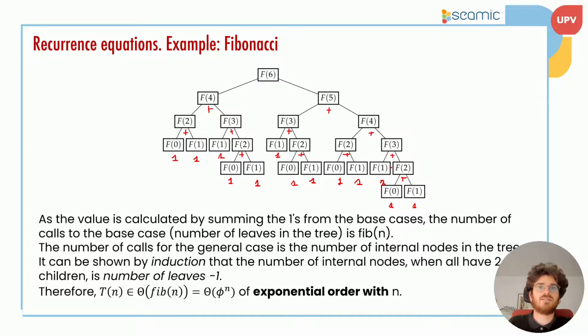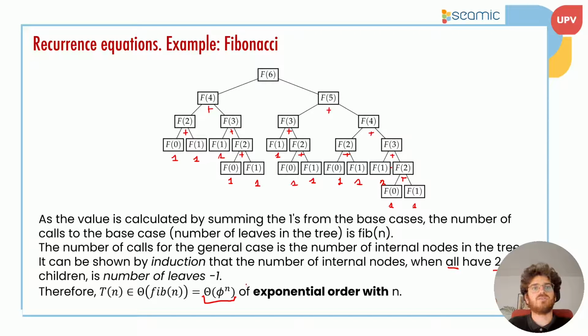And thus the number of calls in the general case is the number of internal nodes that we have in the tree. If we make a general deduction, when every node has 2 children, we have the number of leaves minus 1, and thus we still get the exponential cost for Fibonacci.